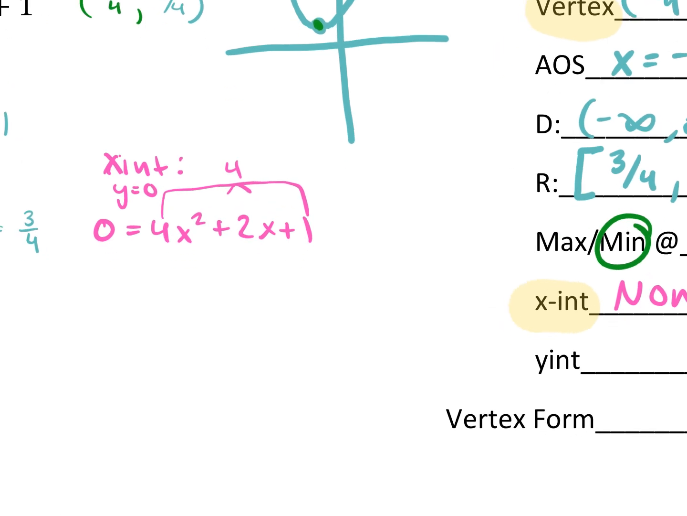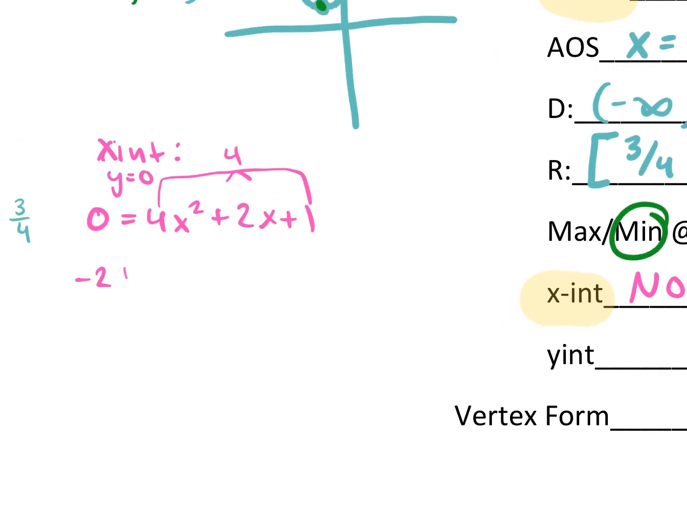So here, when we do our quadratic formula, we have -2 plus or minus the square root of 2 squared would be 4, minus 4 times 1 would be minus 16, over 2 times a would be 8. So under my radical here, I end up with -12. If we have a negative under our square root, that's imaginary. Your imaginary numbers are not going to be x-intercepts. If it was positive, you can have your x-intercepts and it just not be a whole number. But because it's negative, because it's imaginary, that means we have no x-intercepts.